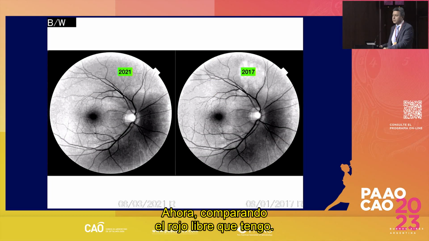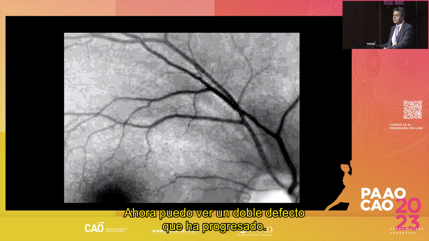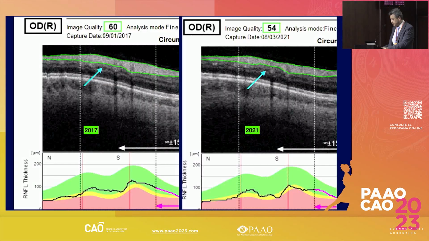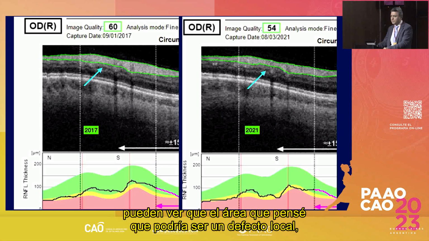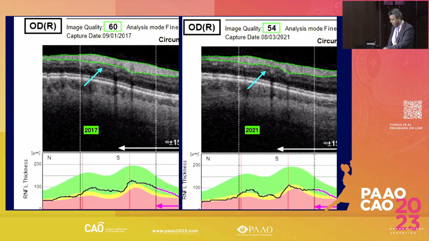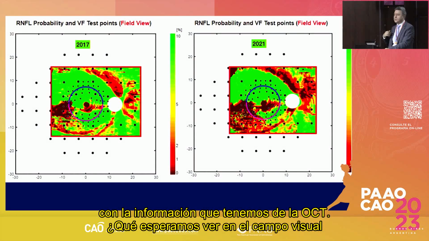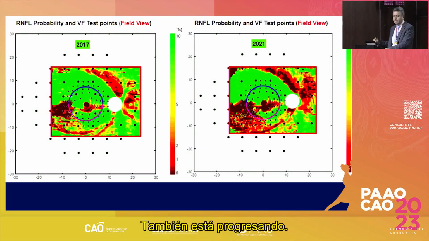And now comparing with the red free that I have, I can see a double defect that has progressed. And in the segmentation here, you can see that the area that I thought might be a local defect is actually something happening here. It's progressing. And see the Don Hood analysis. It shows what would happen with the visual field given the information that we have from OCT. What you expect to see in the visual field based on the OCT information is also progressing.